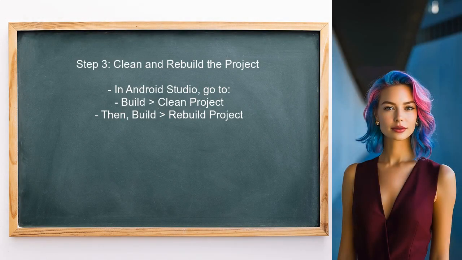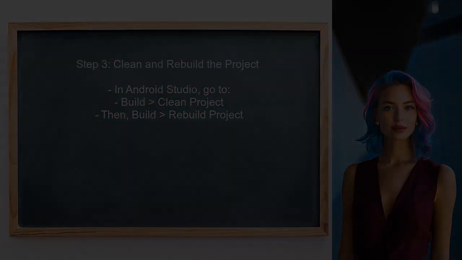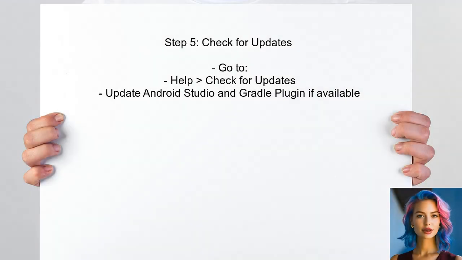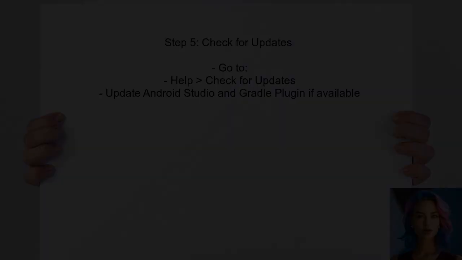If the configuration looks correct, the user should try cleaning and rebuilding the project. This can help resolve any cached issues that might be causing the error. Additionally, the user can try invalidating the cache and restarting Android Studio. This can often resolve unexpected issues that arise after updates. Finally, if the problem persists, the user should consider checking for updates to Android Studio or the Android Gradle plugin, as these updates may contain fixes for known issues.